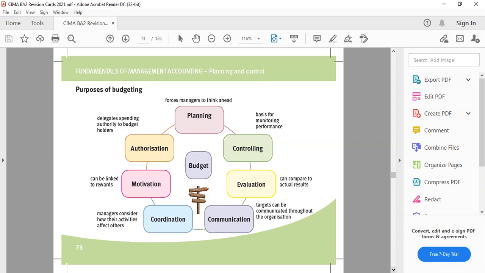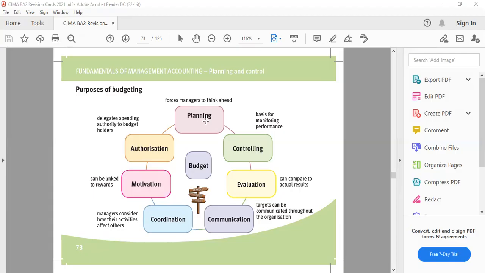See now, here there are certain purposes of preparing a budget. Why are they prepared? That has to be understood. Why is it that budgets are prepared? The reasons are planning, controlling, evaluation, communication, coordination, motivation, and authorization. Planning: plan for what should happen in the future. So be prepared for what would be the course of action in future for the activity which is anticipated.